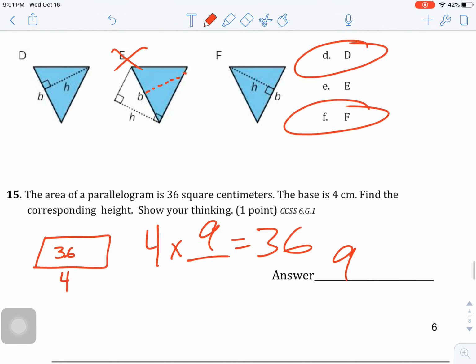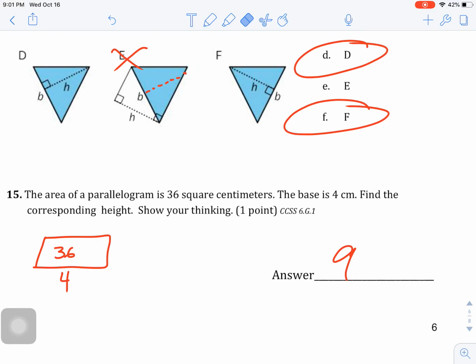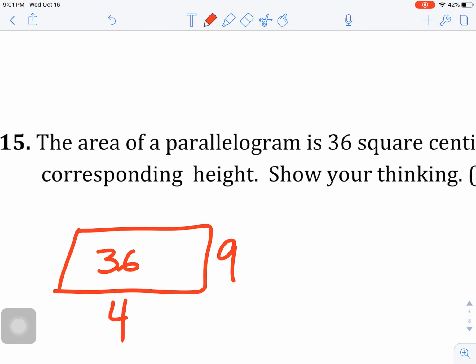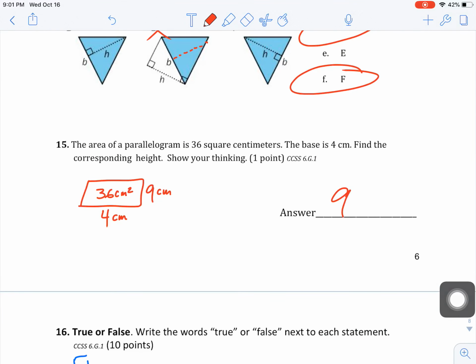Now you need to think about how you label it. Okay, so when you write your math problem here, you need to remember that the 4 and the 9, we'll go back to the shape. The 4 and the 9 are centimeters because they're just measurements of like a base and height, whereas the area is the centimeters squared. So make sure you label your answer 9 centimeters.